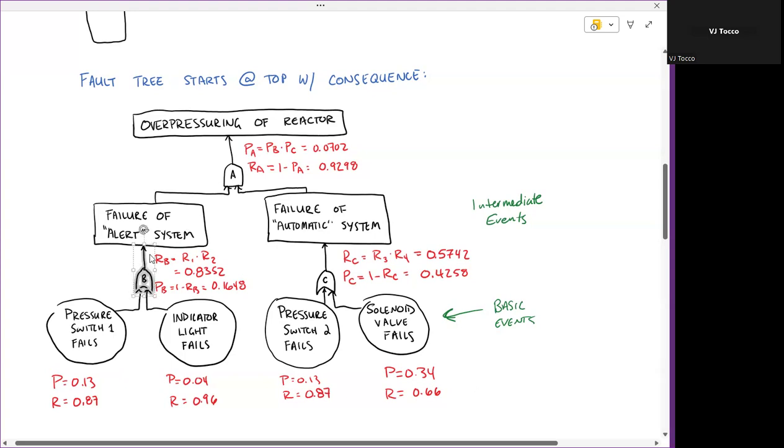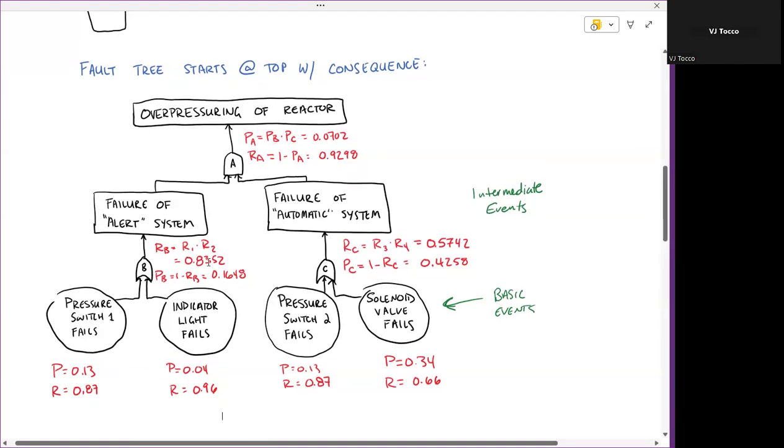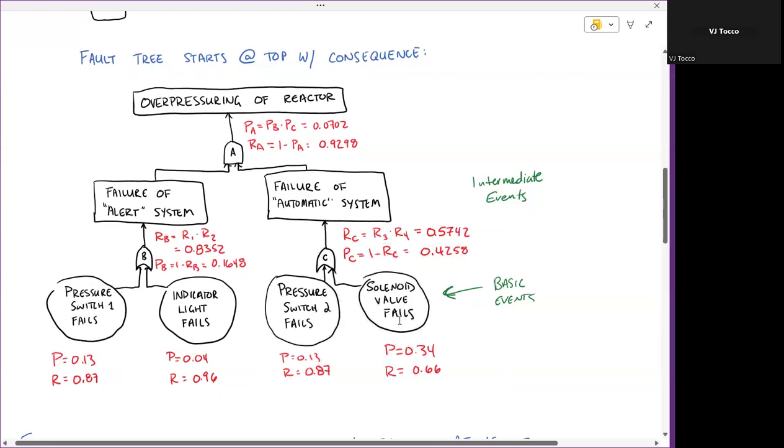So again, for the OR gate, the reliability of this overall system is equal to the reliability of these two things multiplied together, which is 83% or 84% if I round up. Notice that, again, for an OR gate, the reliability of the entire system is less than the reliability of either one of the individual parts. I'll do a similar thing on the other side. The reliability of this entire system is equal to the reliability of the pressure switch times the reliability of the solenoid valve. Here I get 57%, which is a much lower value because the solenoid valve is much lower.